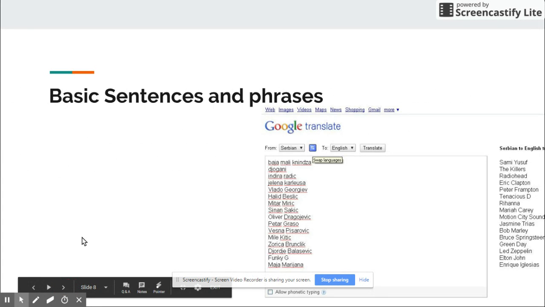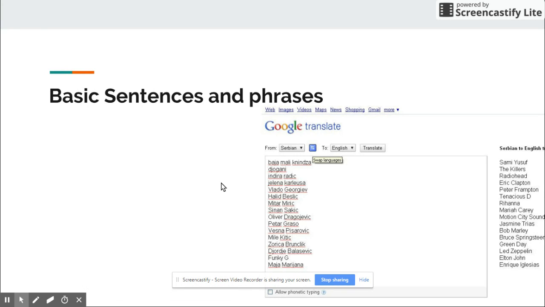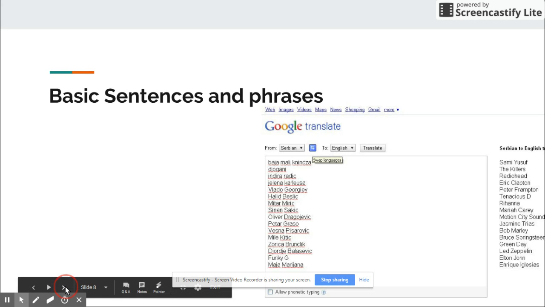Now we can move on to basic sentences and phrases. As I mentioned before, this is a progressive dictionary, meaning it's going to be forever growing until there's almost no more words to add. And it's a fairly simple sentence structure, and you'll see.